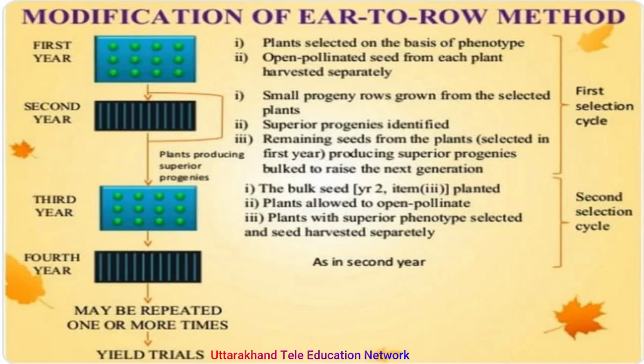Third year, the bulk seed, year to item planted, plants allowed to open pollinate, plants with superior phenotype selected and seed harvested separately. And fourth year, as in second year.